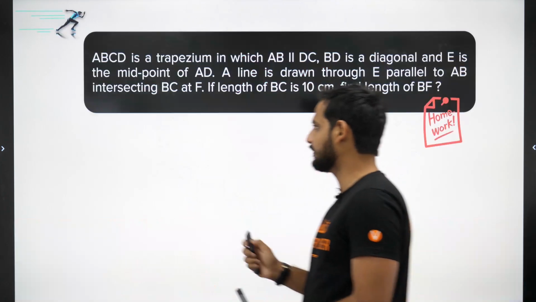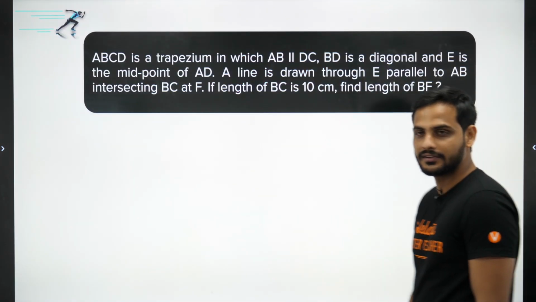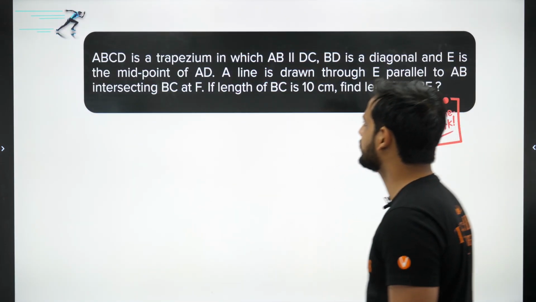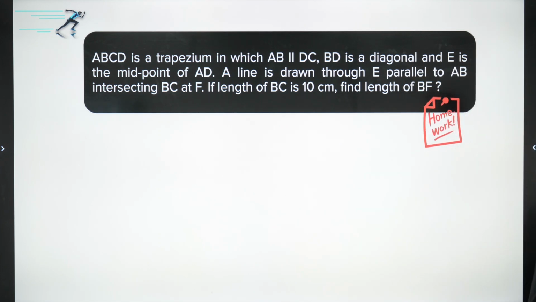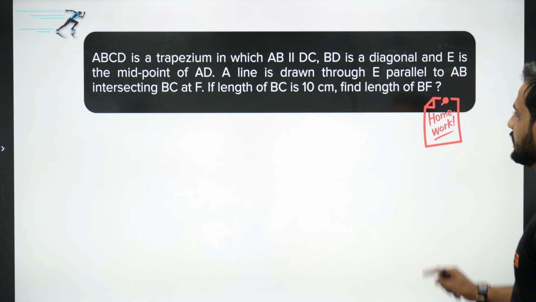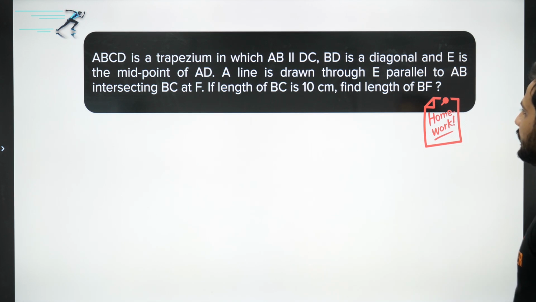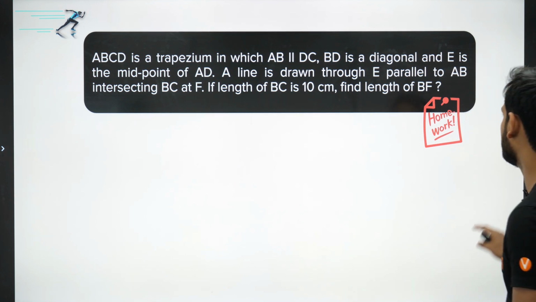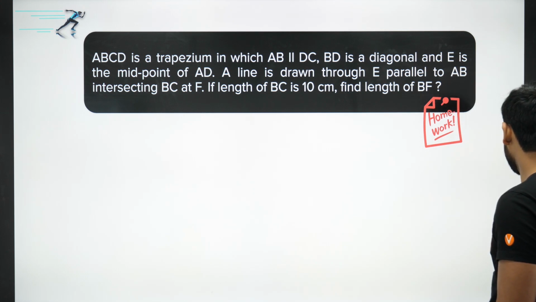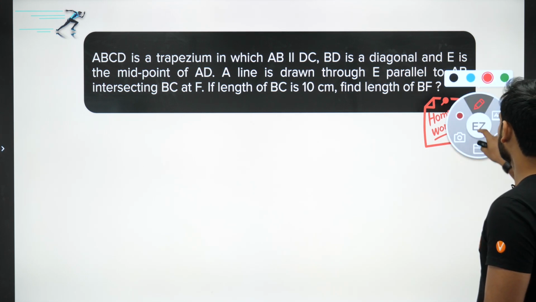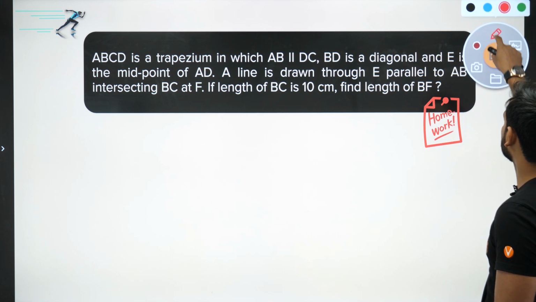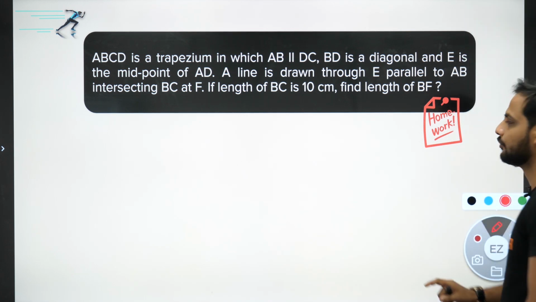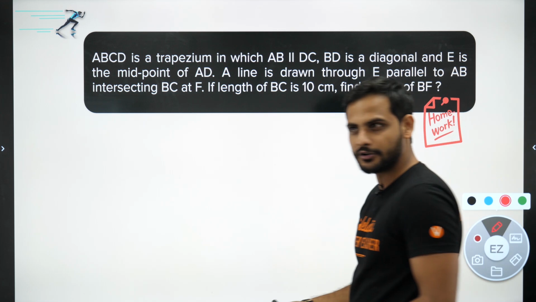Before that, I gave you a homework in the previous class, which was this: ABCD is a trapezium in which AB is parallel to DC, BD is a diagonal, and E is the midpoint of AD. A line is drawn through E parallel to AB intersecting BC at F. If the length of BC is 10 centimeters, find the length of BF. Let us solve this question. I have told you that for geometry questions, it is very important to draw the diagram.